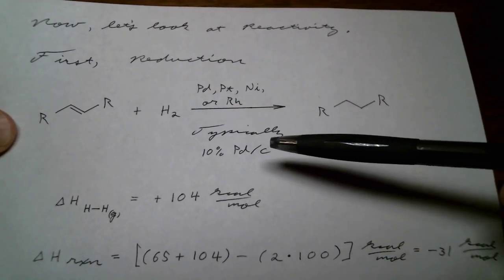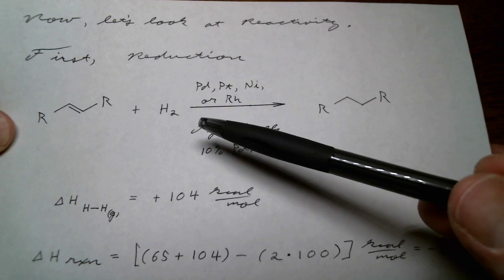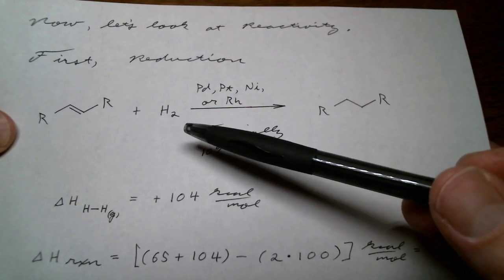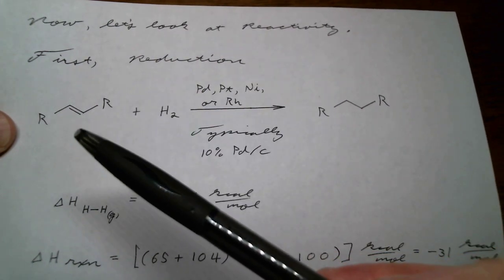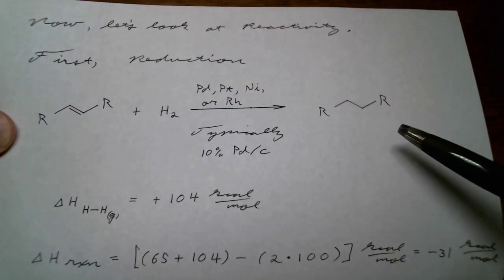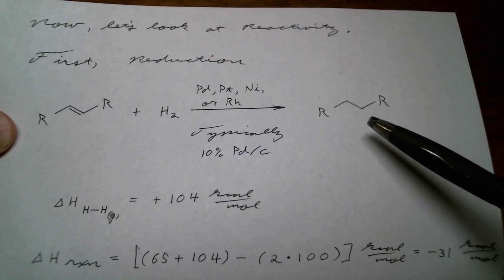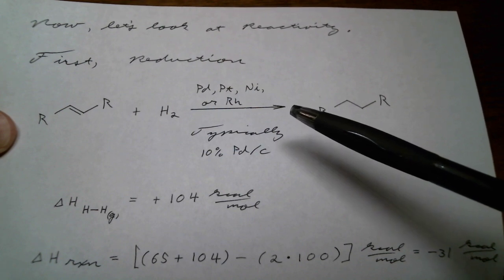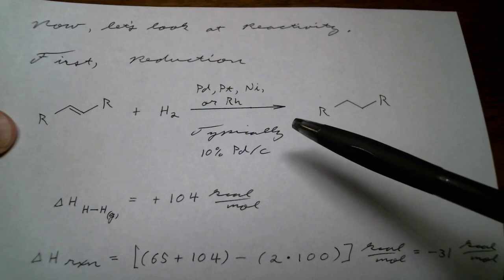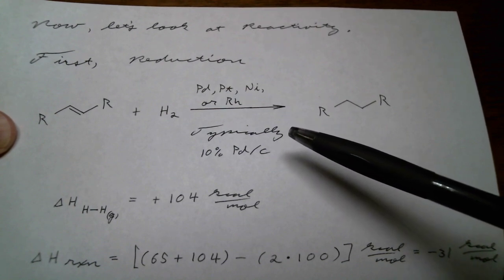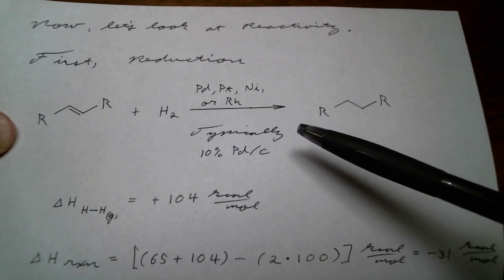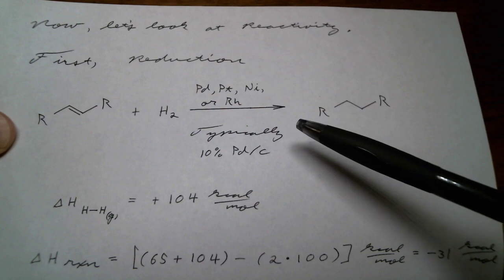So how does reduction go? Well, we talk about reduction as the addition of a couple of hydrogen atoms, and so we could definitely add hydrogen atoms to our alkene, make an alkane, so a saturated hydrocarbon. We use typically palladium or platinum in terms of a catalyst. Oftentimes it's a heterogeneous catalyst, so palladium or platinum, which is adsorbed onto carbon, which has a high surface area.